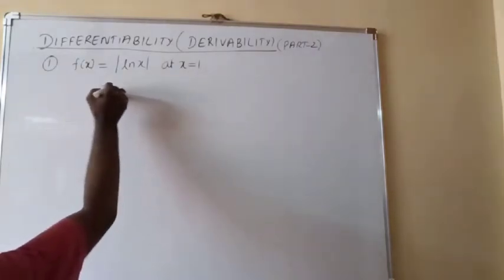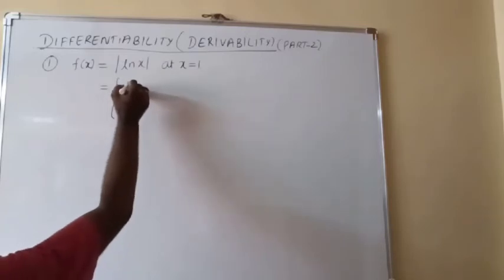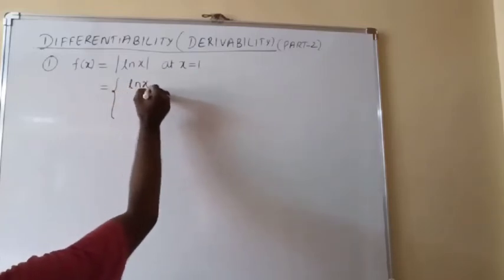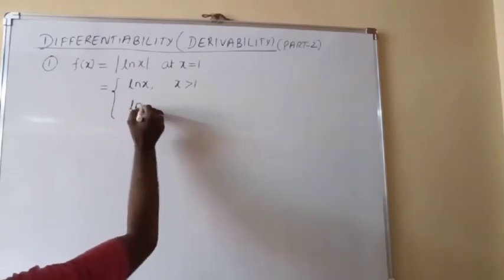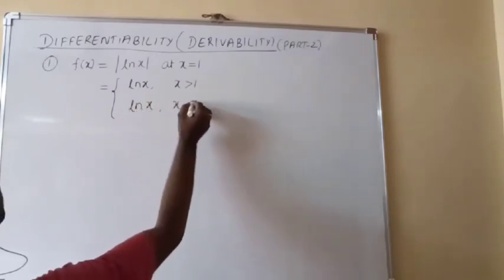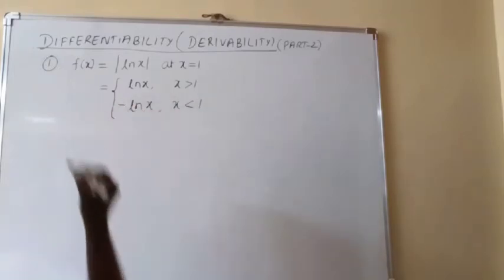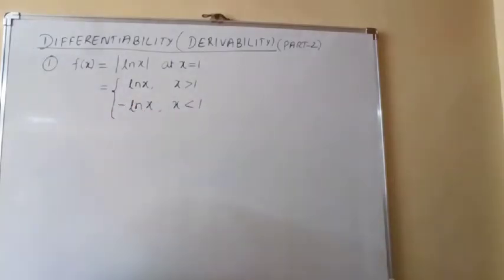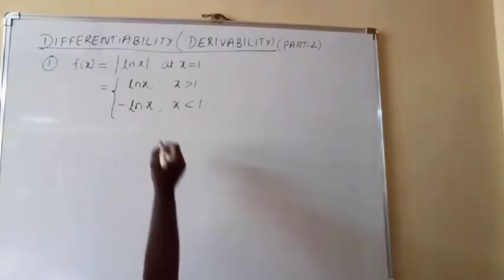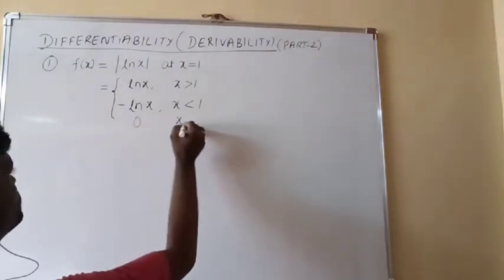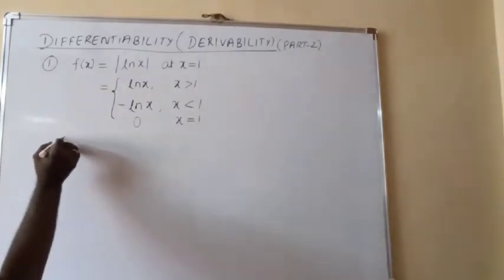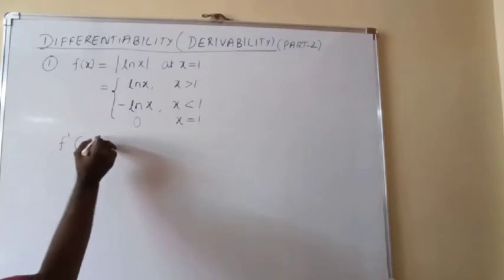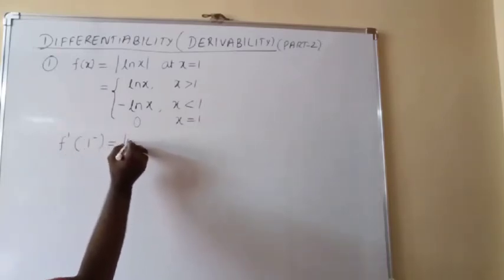So from this definition, the modulus of log x is positive only when x is greater than 1, and the modulus of log x is negative when x is less than 1. So when x is less than 1, log x is negative, mod log x is minus log x, and its value is 0 when x is equal to 1.